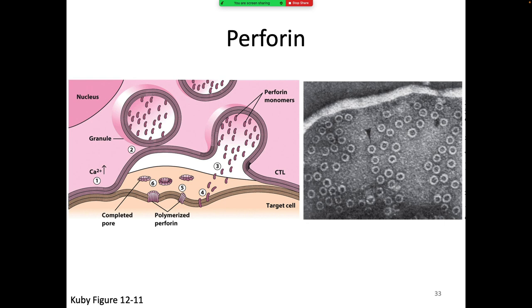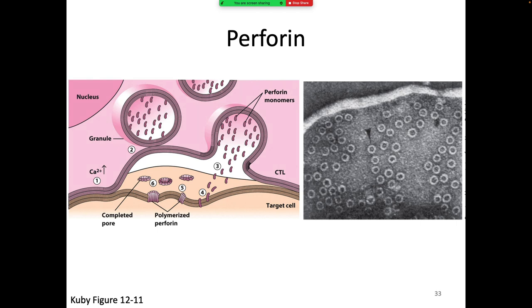What other word in the English language does perforin sound like? Yeah, Michael? Perforate. What's perforate mean? Specifically, it means makes holes in. So Natalie's notebook here has perforated paper. The paper has holes in it.